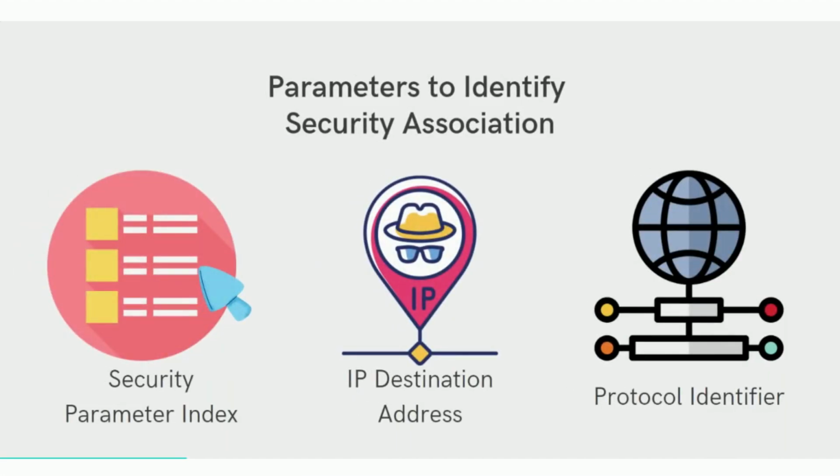Parameters to identify a security association. So a security association will contain a security parameter index. This parameter index is used for uniquely identifying the security association. And then comes the IP destination address. This is the address of the destination node that will be receiving the data. And then comes the protocol identifier. This is for identification of the protocol that is being used in the transfer of the data.